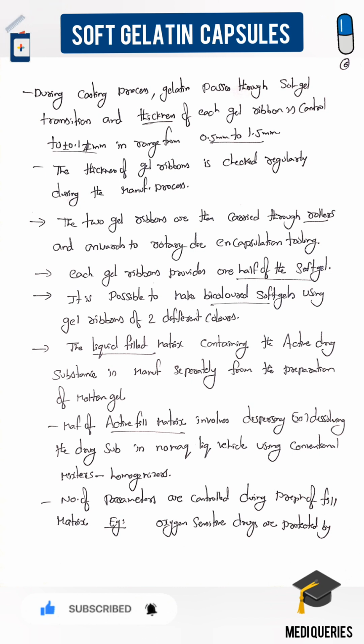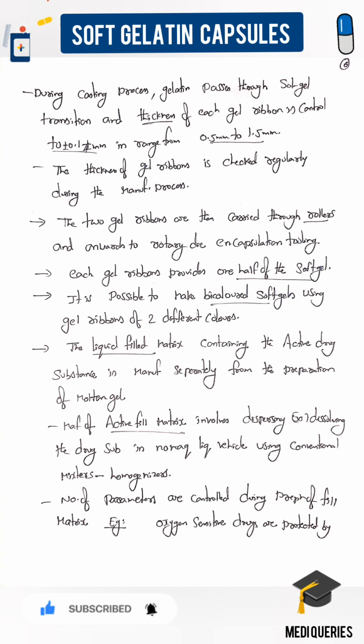The two gel ribbons are then carried through the rollers and onwards to the rotary die encapsulation toolings. Here each gel ribbon provides one half of the soft gelatin capsule. So it is possible to make bicolored soft gels using gel ribbons of two different colors. So this is about the soft gel mass preparation, and the next one is the liquid film matrix.